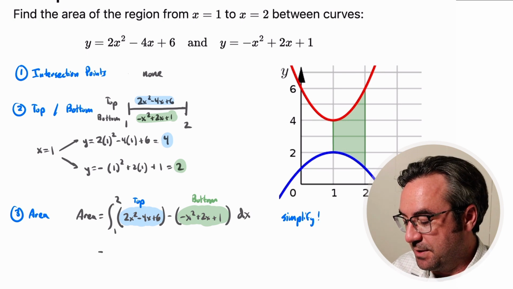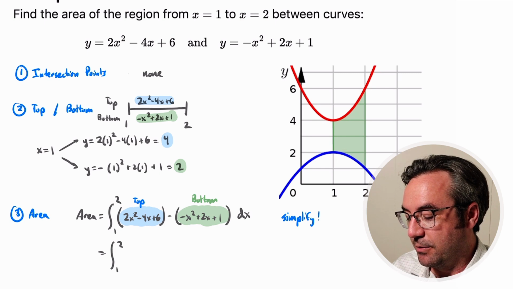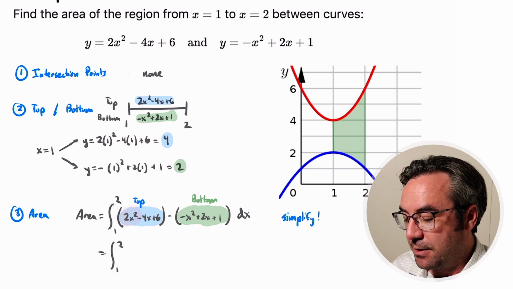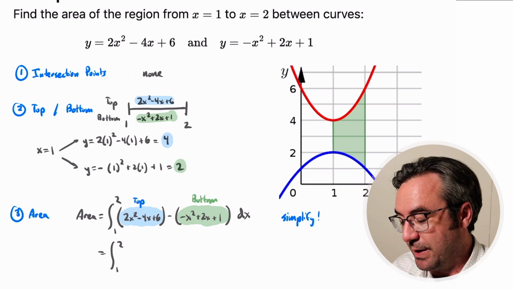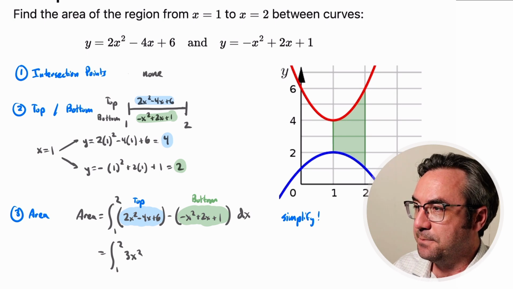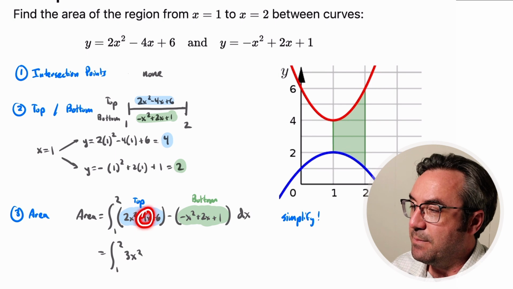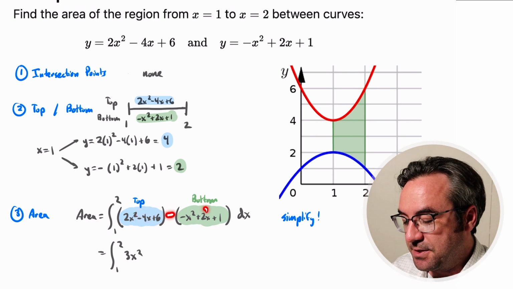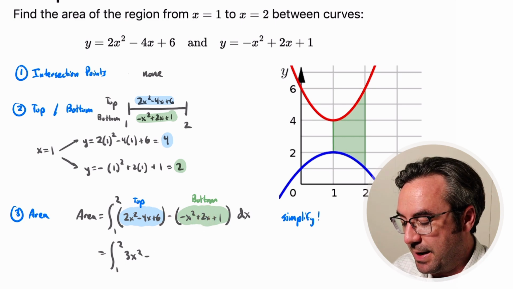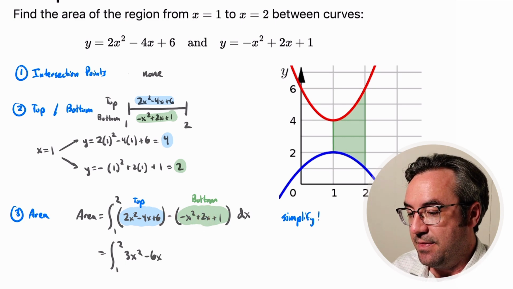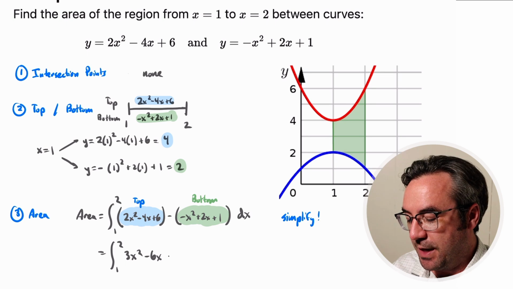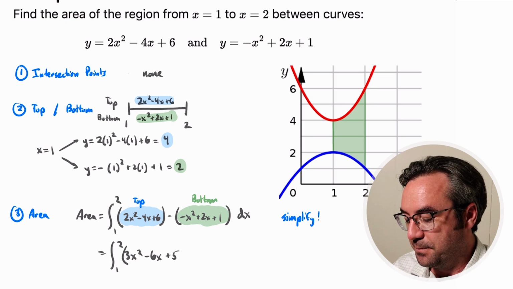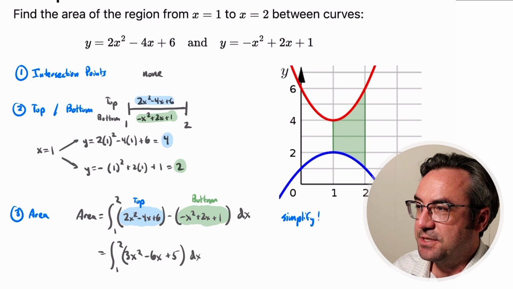All right, so let's simplify our function that we're going to integrate. So we have 2x squared minus a negative x squared. So that becomes plus, so we end up with 3 copies of x squared. Then we have a minus 4x minus a 2x, so that'll be minus 6x. And then we have plus 6 minus plus 1, so that'll be plus 5. And this is our nice simplified function that we can integrate.